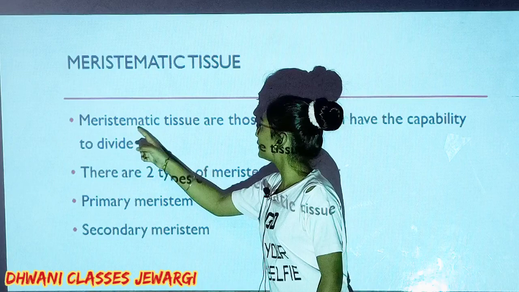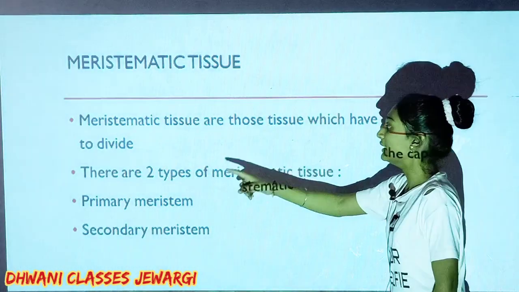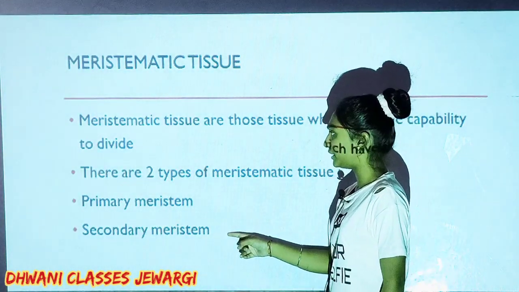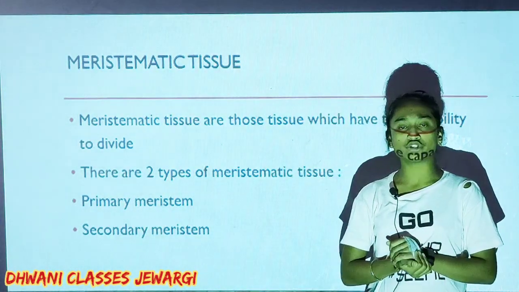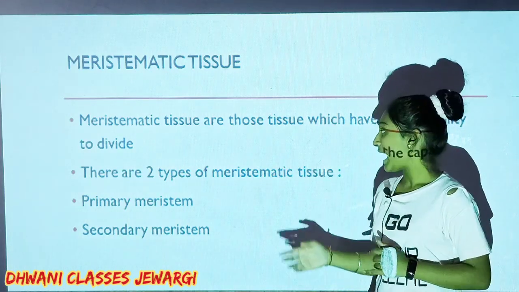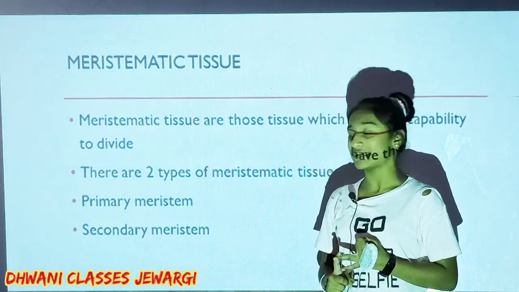Meristematic tissues are those tissues which have the capability to divide. There are two types of meristematic tissue, the primary meristem and the secondary meristem.